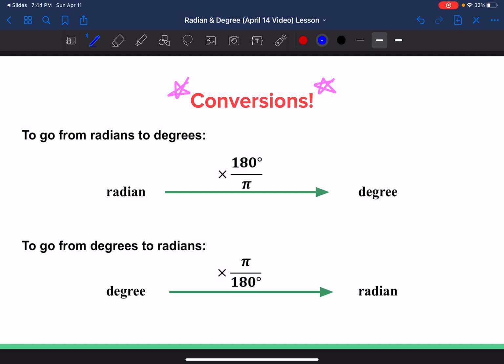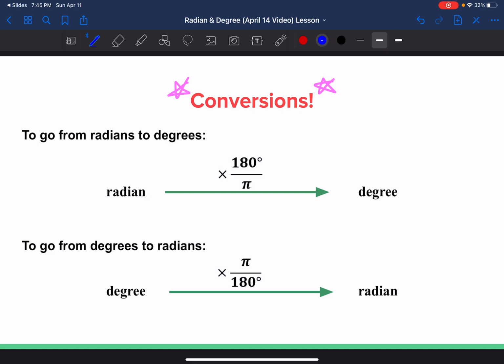But we have to know how to convert, okay, for this class and then maybe for your ACT. So to go from radian to degree, you just have to multiply by 180 over pi. To go from degree to radian, it's going to be pi over 180. So pause the video and then copy this, because you definitely need to copy this, so you remember when you do the homework.